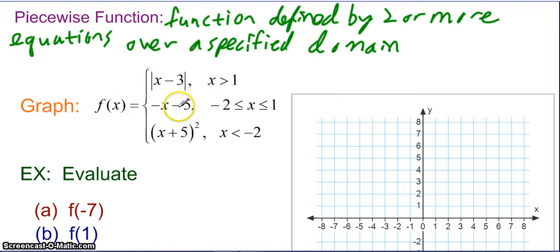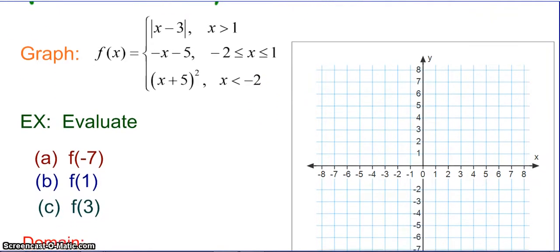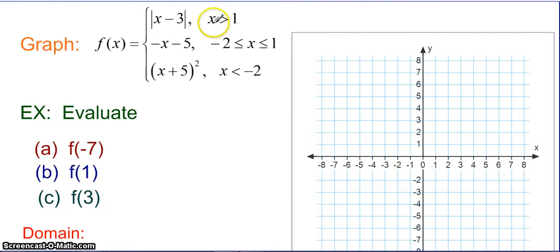Well, if we look at this example here, we have f of x equals the absolute value of x minus 3 when x is greater than 1, negative x minus 5 when x is between negative 2 and 1 inclusive, and the quantity x plus 5 squared when x is less than negative 2. So here I have three equations, each with a specified domain. Now I want you to take a minute and evaluate this function at negative 7, at 1, and at 3, and I want you to try and graph the function. So pause the video and do that, and then we'll come back and check your answers.